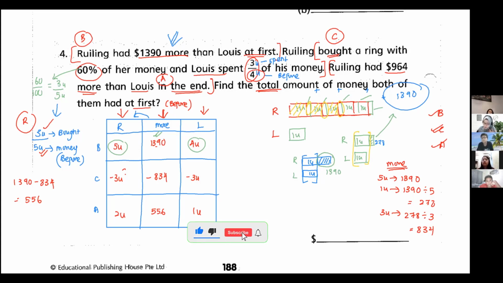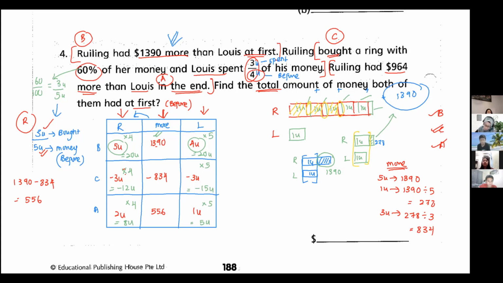Okay, so must make the same first. The units must be the same first. Okay, so what do I do? I times each other lah. What if I do times 4 here? The rest of them will be affected, right? These will all be affected. Here times 5, all will be affected as well, like this. Okay, so this is 20 units. Then here will be 12 units minus 12 units. Here will be minus 15 units. Here will be 5 units. Here is 8 units. Check. 20 minus 12, 8. 20 minus 15, 5. Correct already. Yes. Now, we are done with that part.